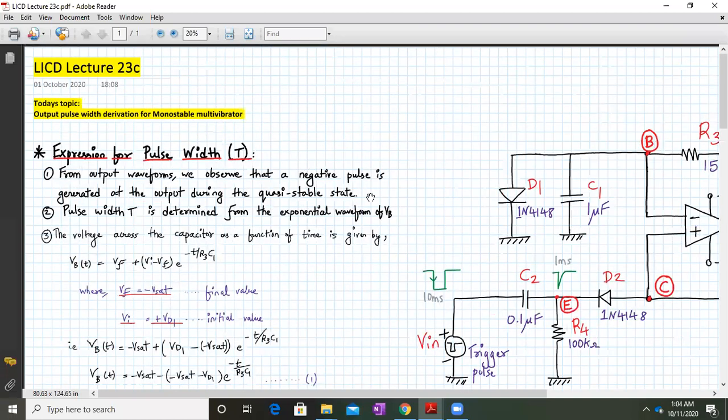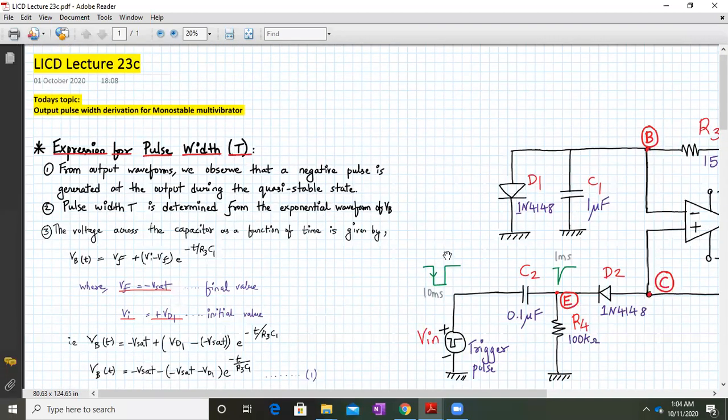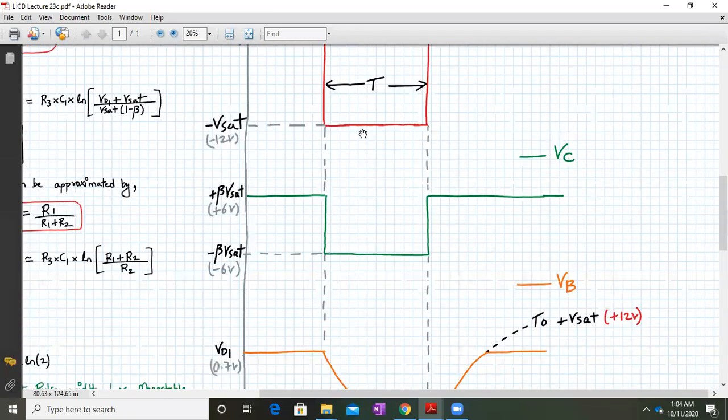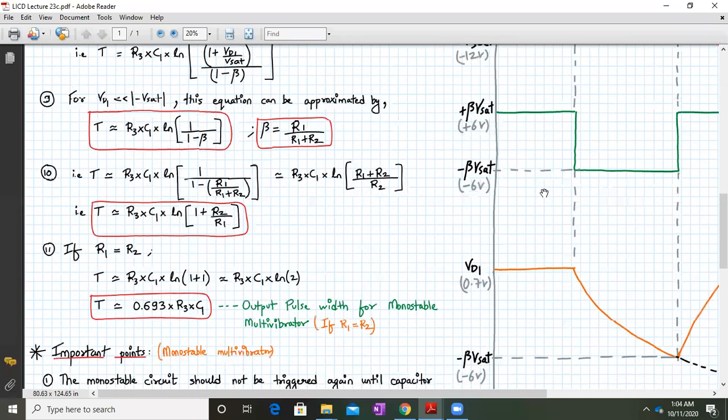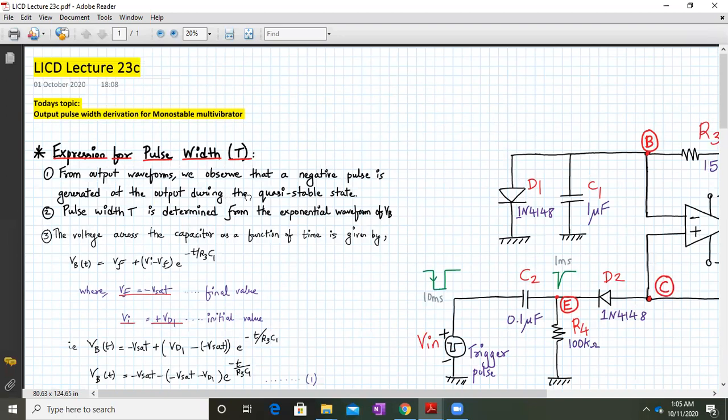We have derived successfully the output pulse width for a monostable multivibrator. This pulse width T is given by this formula: if we consider R1 and R2 are the same, T will be approximately equal to 0.693 R3 C1. That's it for today's lecture.